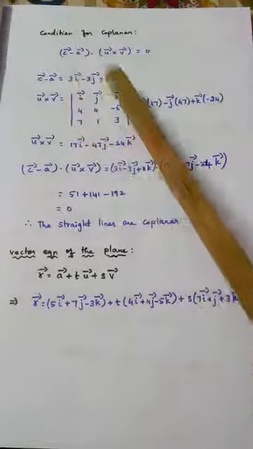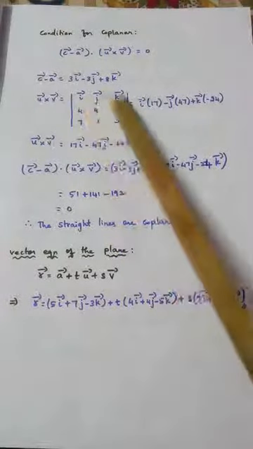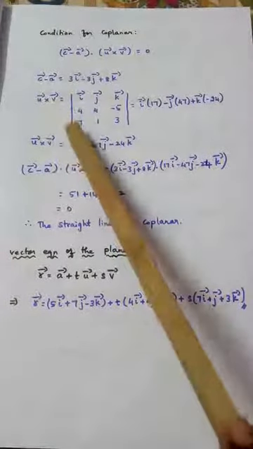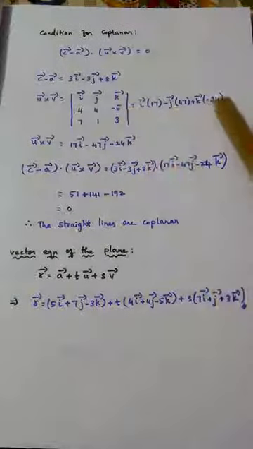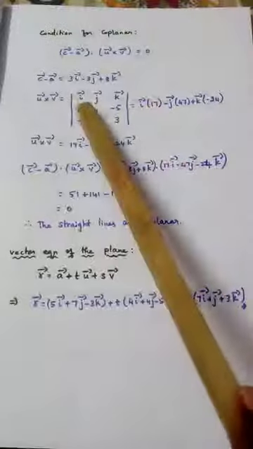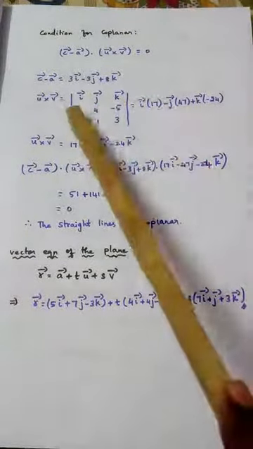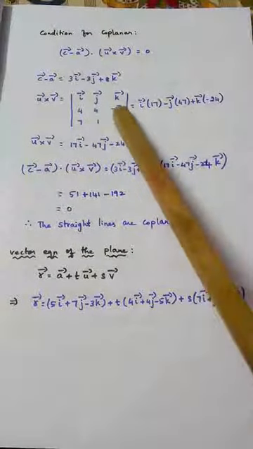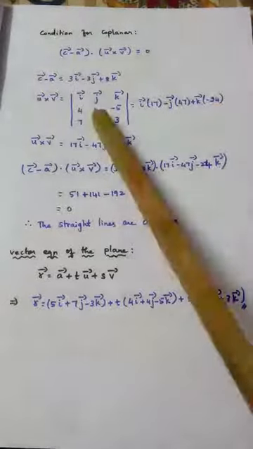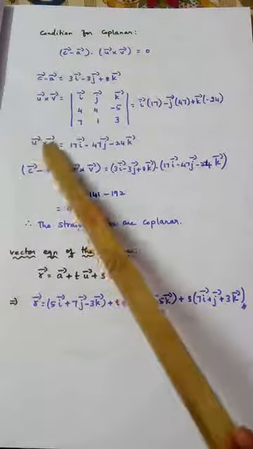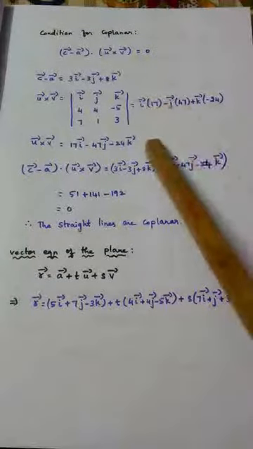First row will have i, j, k. In the second row, you see the u vector and write the coefficients. See the v vector and write the coefficients in the third row. Expand this determinant, you will get this. How 17? 4 threes are 12, 12 plus 5, 17. Similarly, 12 plus 35, 47. 4 minus 28, minus 24. So we are expanding this determinant and getting u cross v as 17i minus 47j minus 24k.